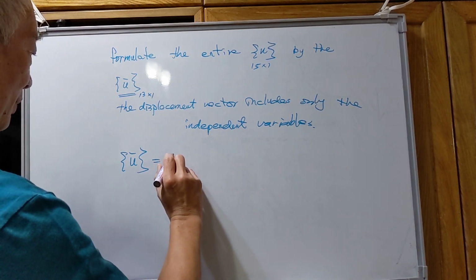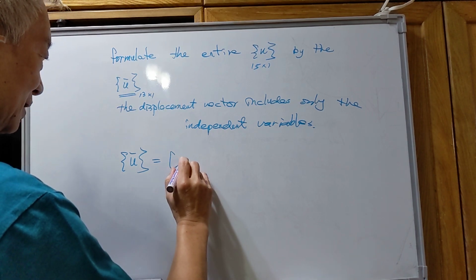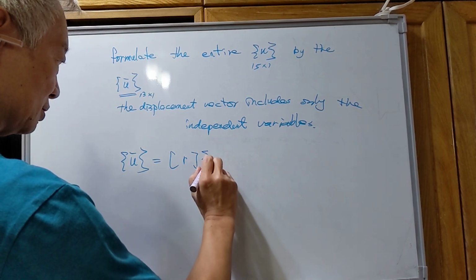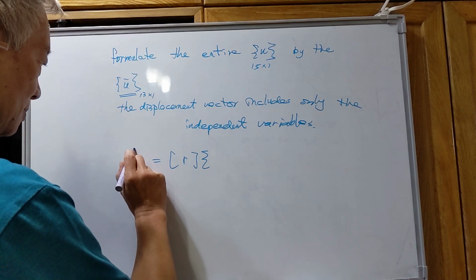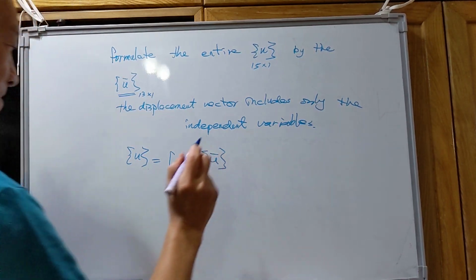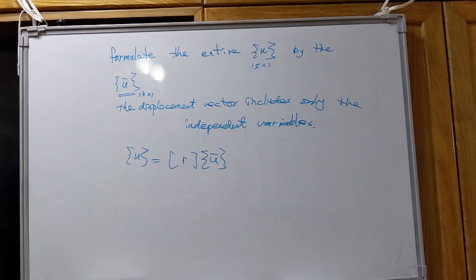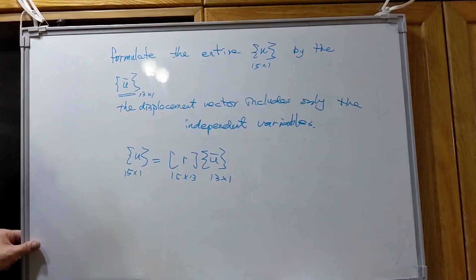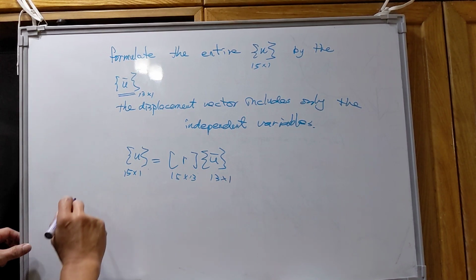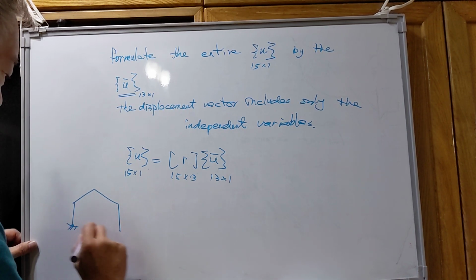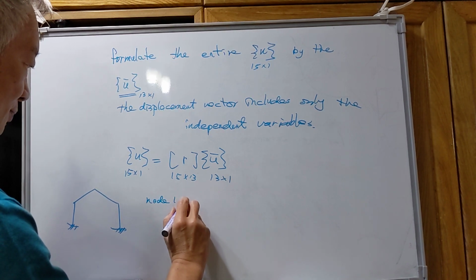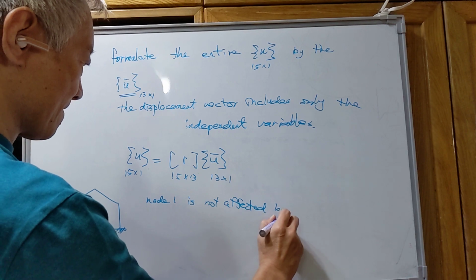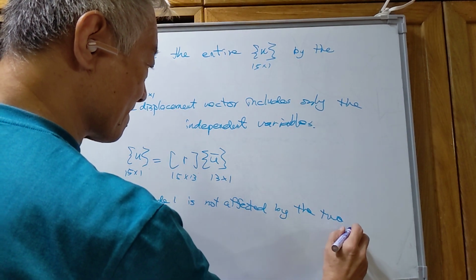You need a matrix, which is U bar equal to, let's say, the R matrix times, let's see. Okay, let's say we need to have this one. This one is the original 15 by 1. This is 13 by 1. So it is a 15 by 13 matrix. For example, in our previous example problems, node 1 is not affected by the 2 constraint equations.